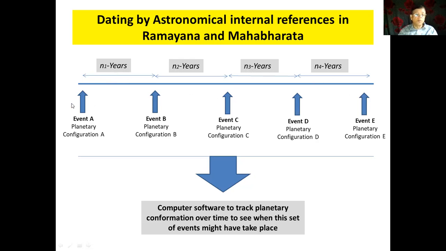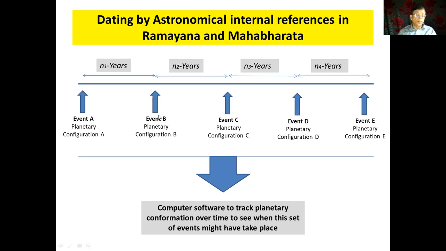Now, we have astronomical software that will tell you when in the past an event like A, the planetary configuration A, could occur. And there could be thousands of such possibilities. Similarly, there could be thousands of possibilities for B, for configuration C, configuration D.